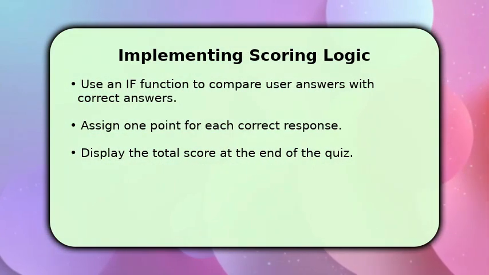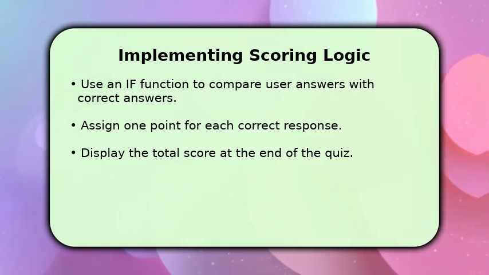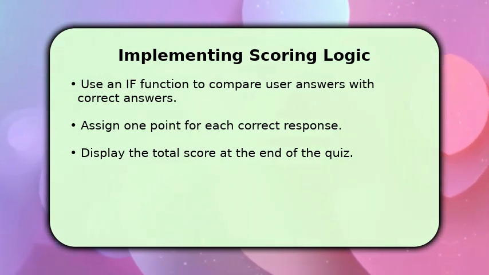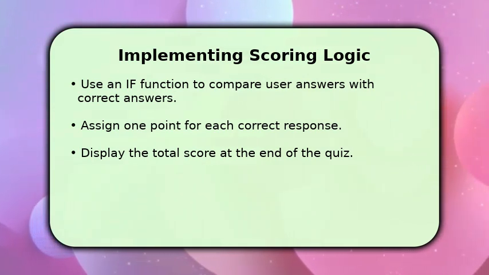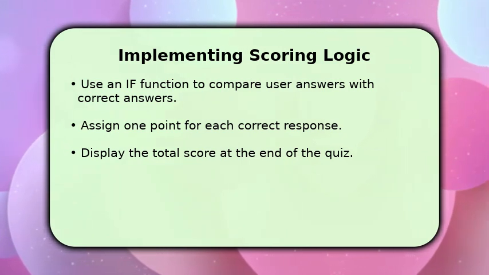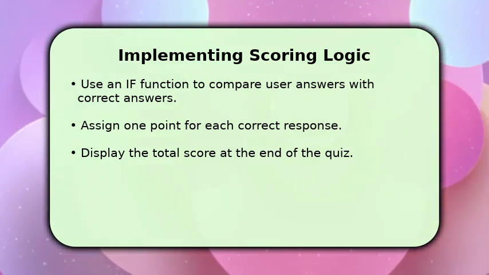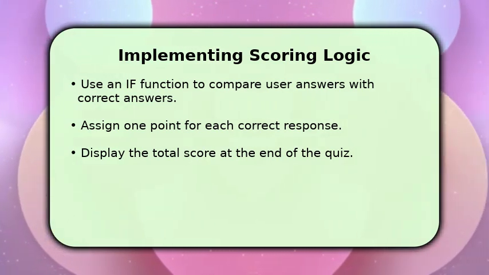To make your quiz interactive, we'll add scoring. Use an IF function to compare the user's selected answer with the correct answer. If they match, assign 1 point. Sum these points to calculate the total score. This immediate feedback helps users understand their performance. You can even add conditional formatting for visual cues.